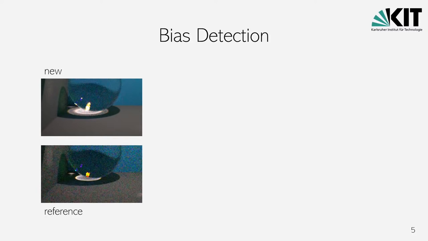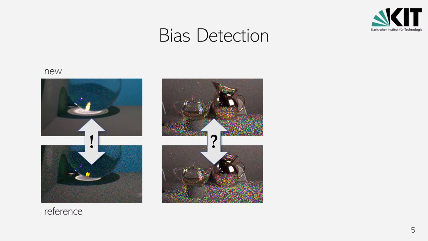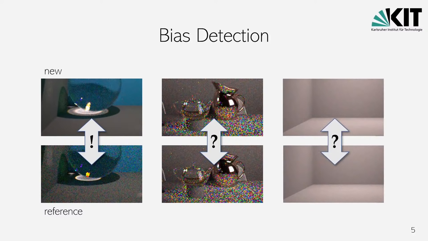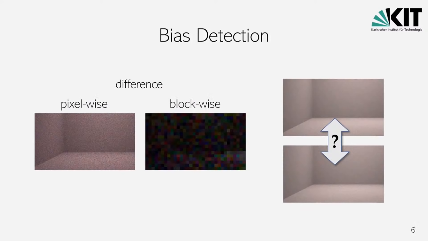And sometimes such bias can be obvious, but sometimes it's not. For example, potential bias can be hidden behind noise whenever the error caused by bias is much lower than the error caused by variance, for example if your reference is a super slow and noisy path tracer. Or the bias can be too subtle to be obvious even in a converged image and may not even be noticeable in a difference image.